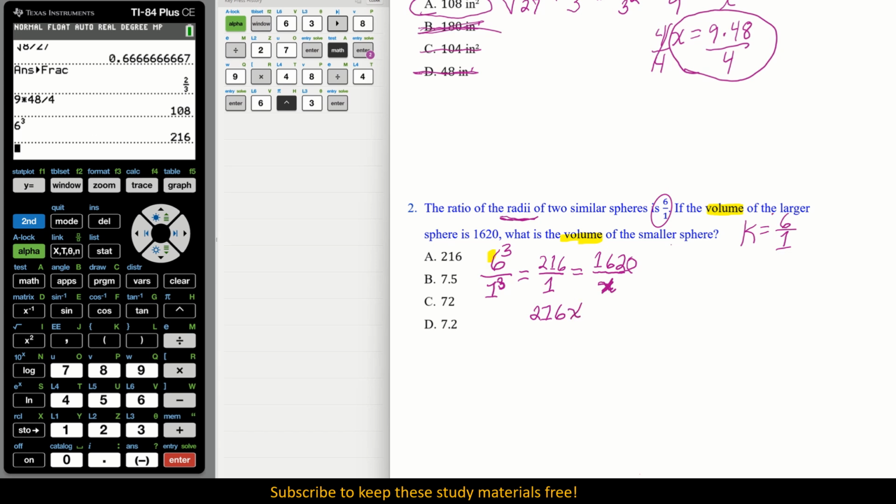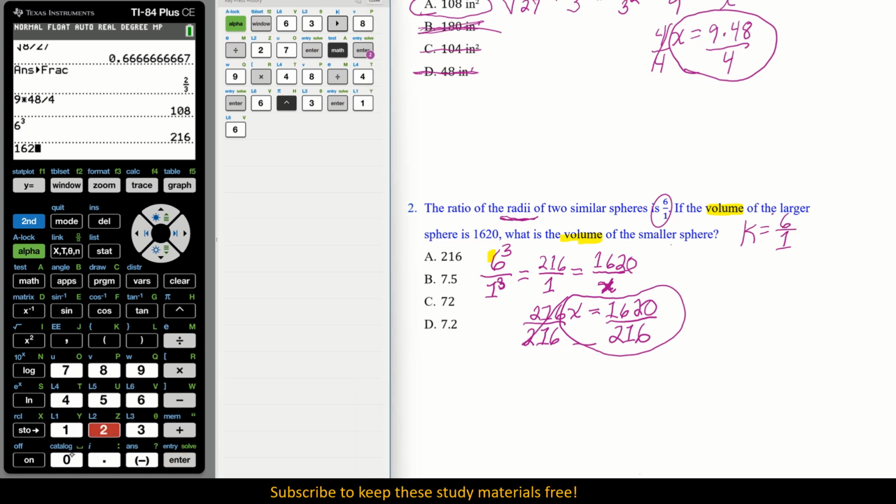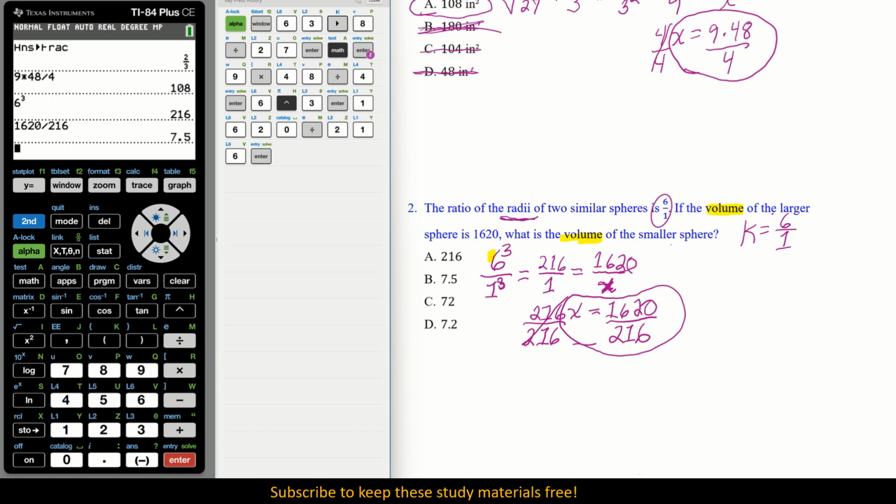Okay, 216x equals 1620. Divide both sides by our coefficient. Okay, and those become 1, and here you go. Okay, let's put that in the calculator. 1620 divided by 216 and enter.